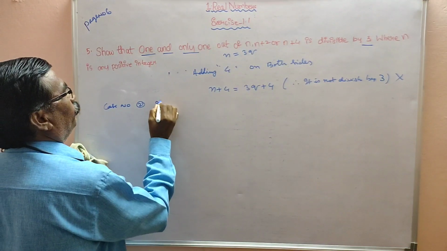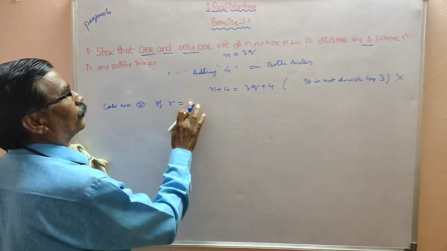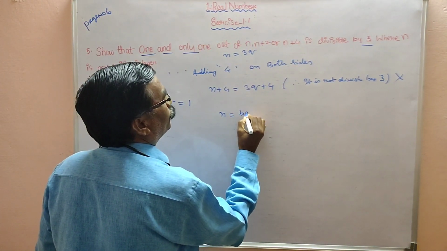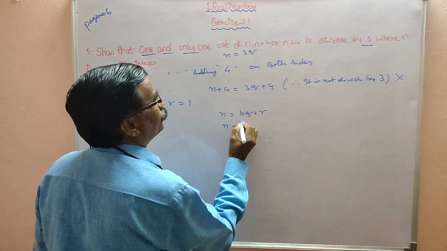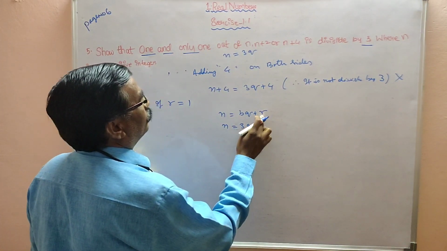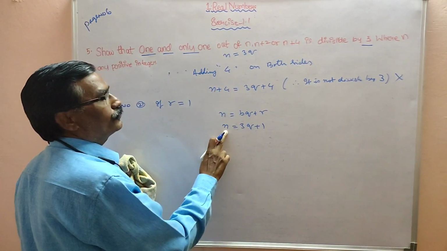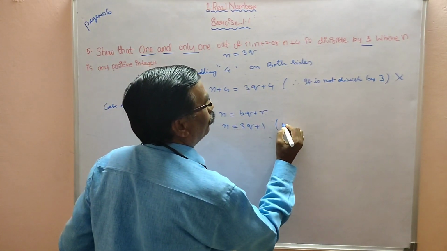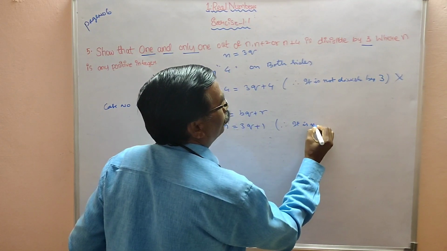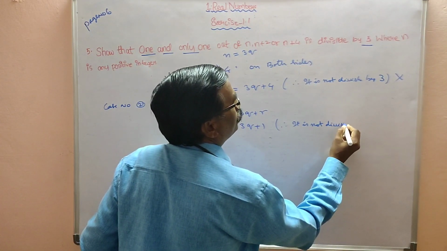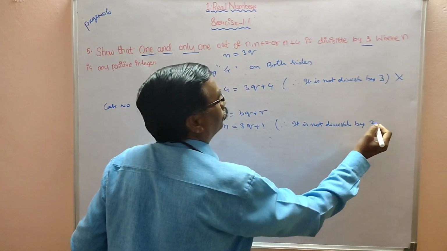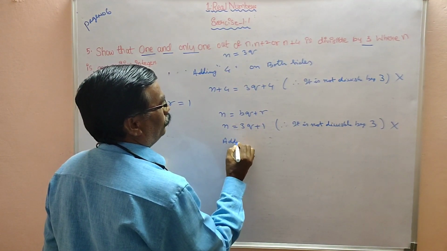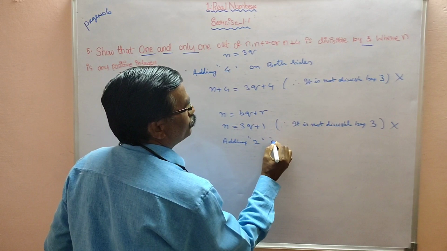The second is case number 2, where I am taking r equal to 1. If r equal to 1, n equal to bq plus r, b is 3, so n equal to 3q plus 1. This 3q is divisible by 3, this 1 is not divisible by 3. Therefore it is not divisible by 3. So here in this equation, adding 2 on both sides.